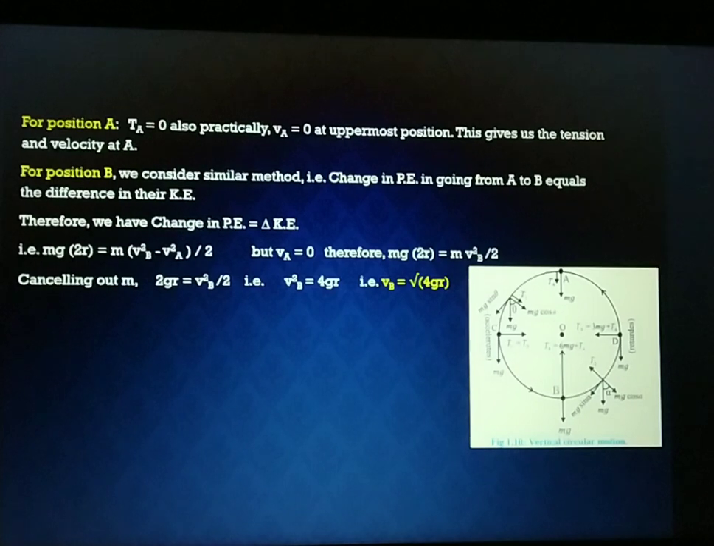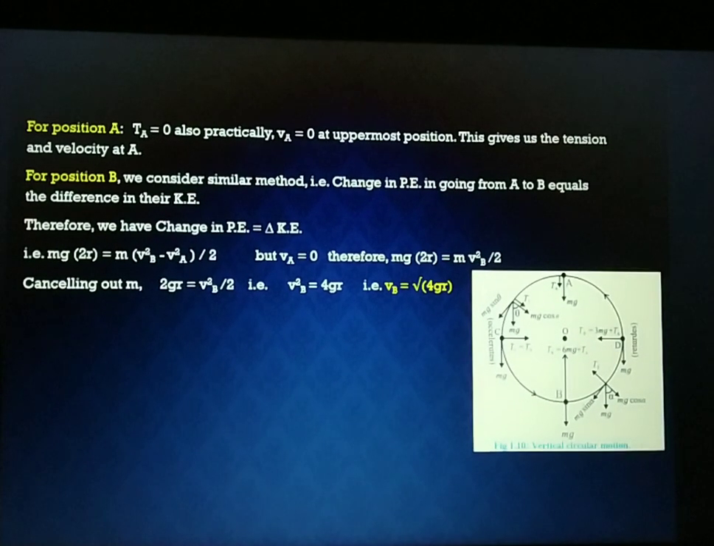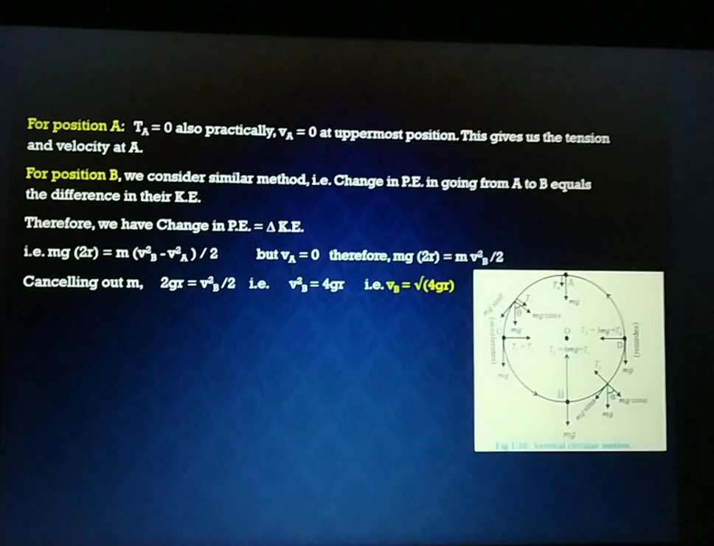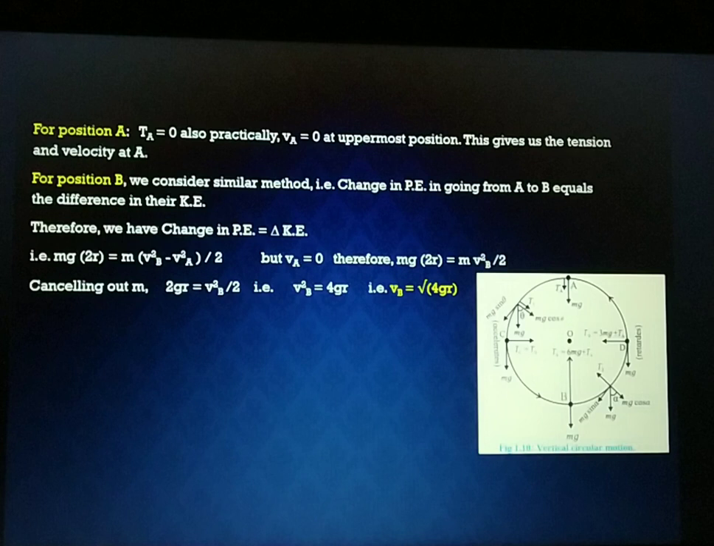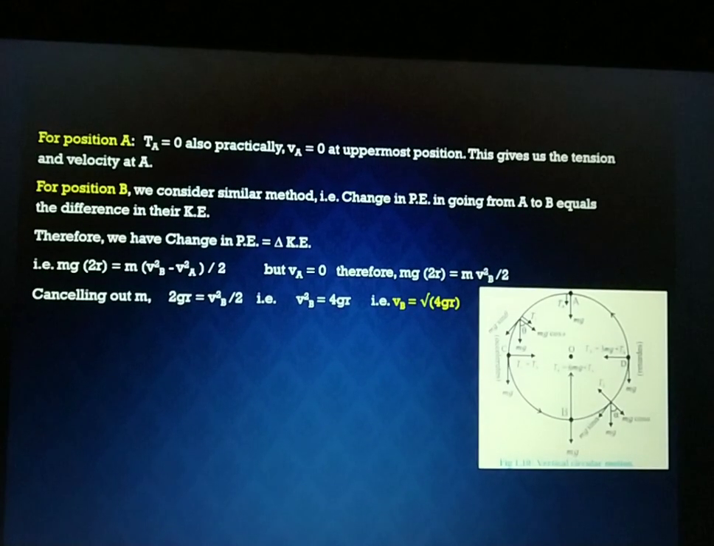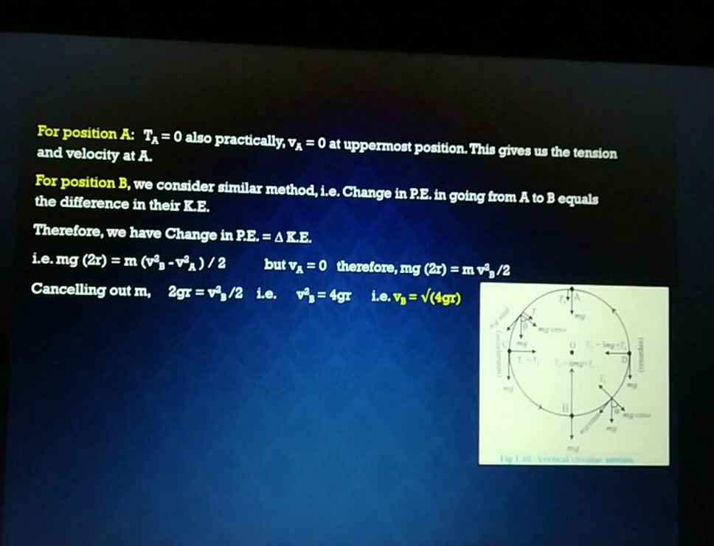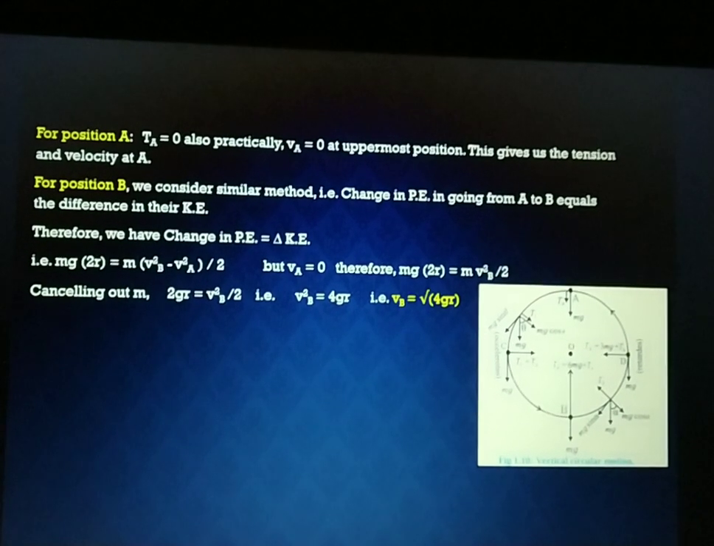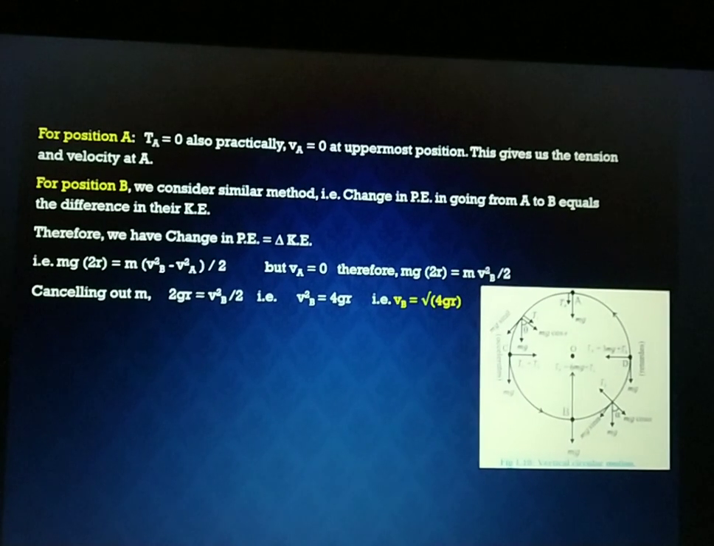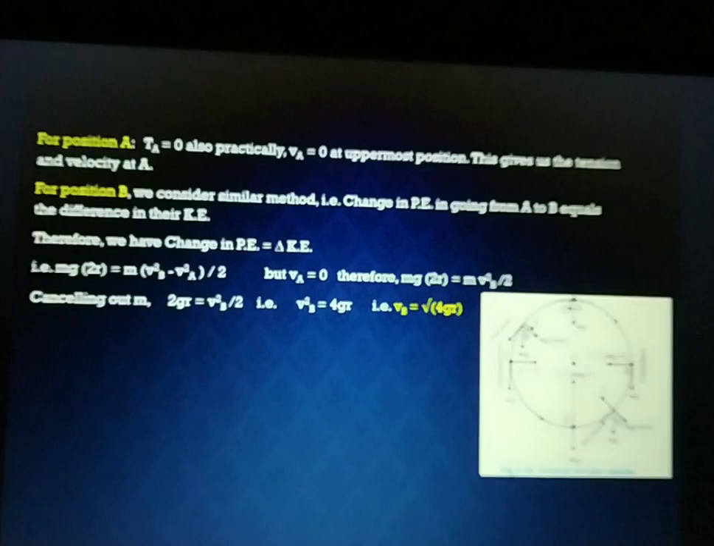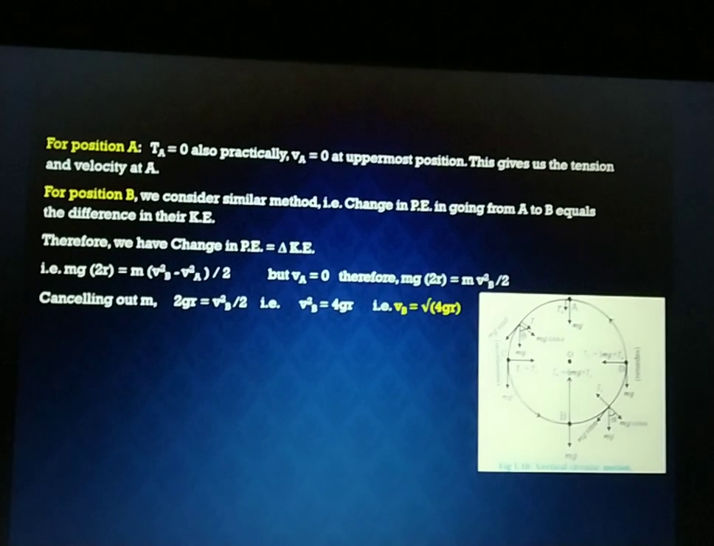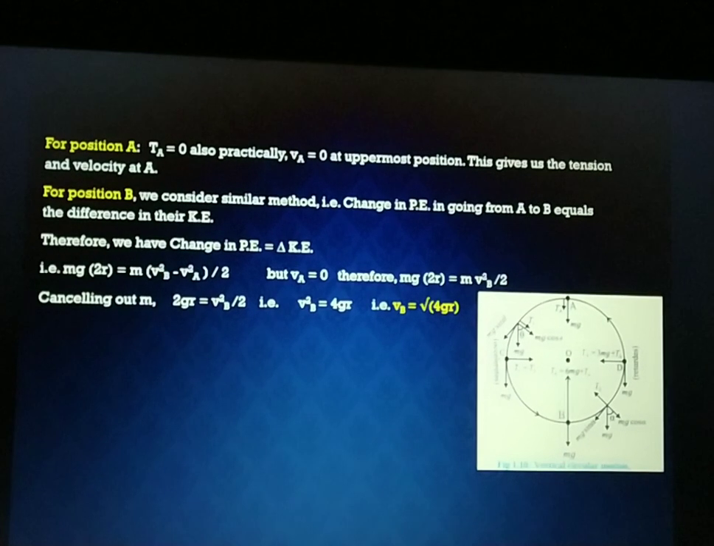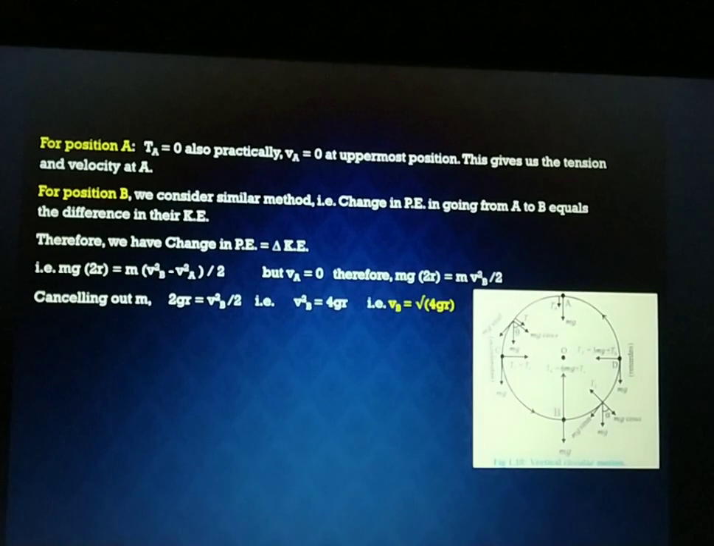Similarly, at the bottom position, the change in potential energy while going from A to B equals the increase in kinetic energy. You balance your equation. As earlier, mg into 2r equals vb square minus va square upon 2, times m. You already know the velocity at top, va, equals 0. So mg into 2r equals mvb square upon 2, and solving for vb, you get square root of 4gr.